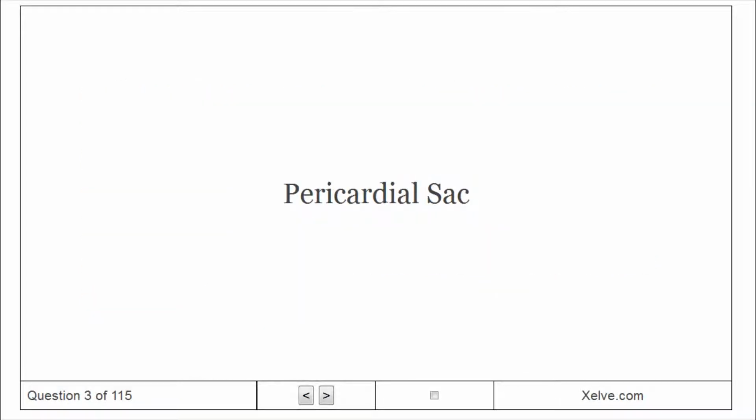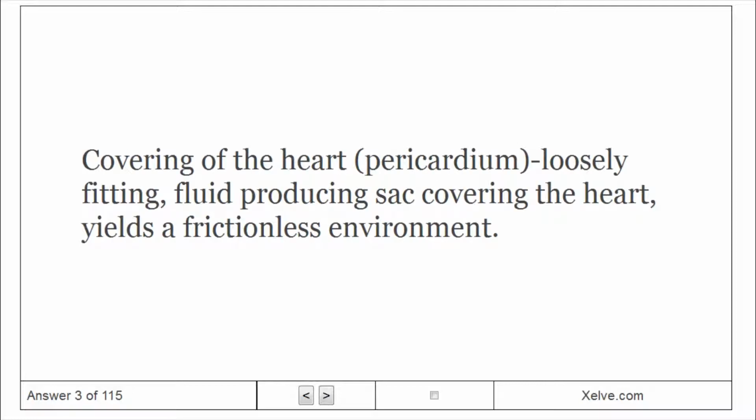Pericardial sac. Covering of the heart. Pericardium, a loosely fitting, fluid-producing sac covering the heart, yields a frictionless environment.